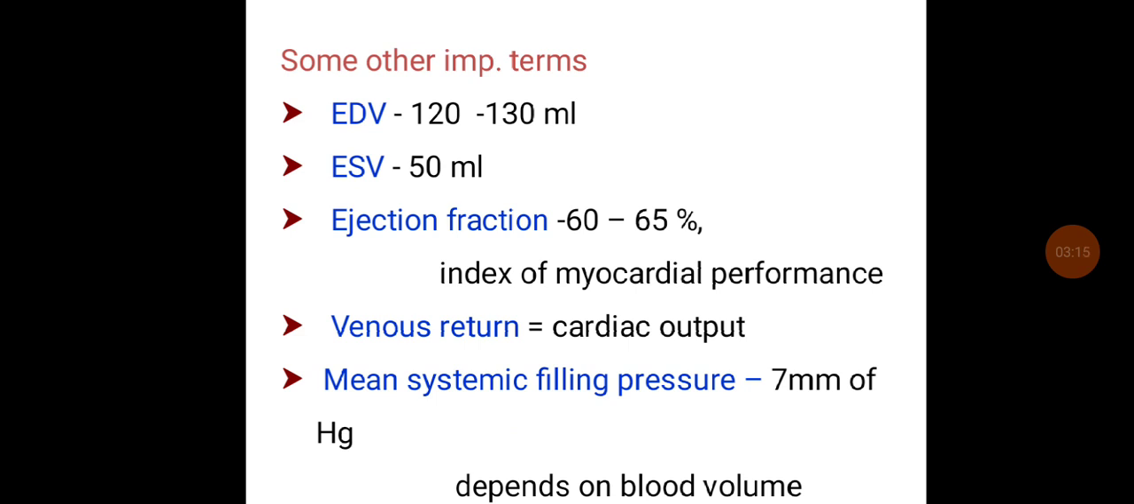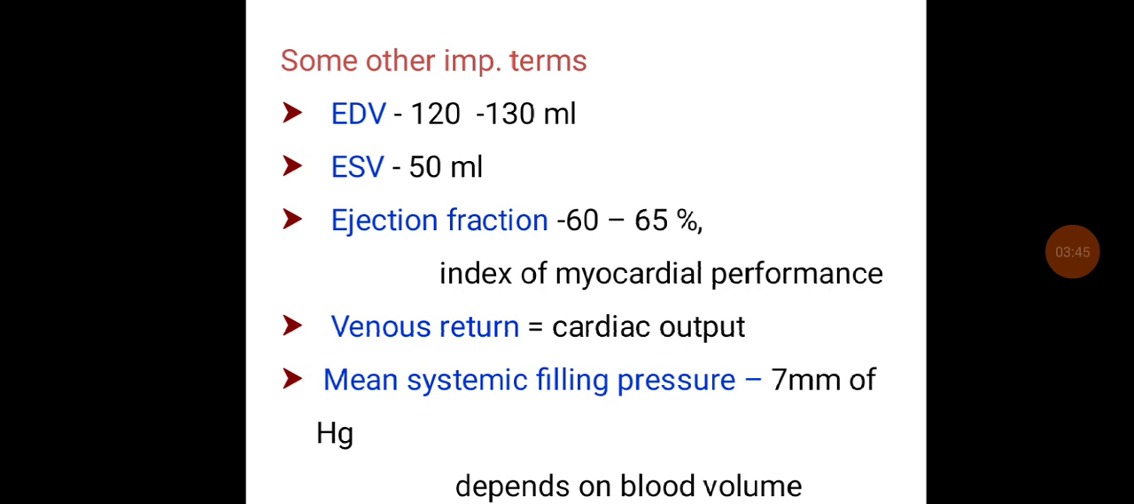Some of the important terms we should know: end diastolic volume is around 120 to 130 ml, whereas end systolic volume is the amount of blood remaining in the ventricle after ejection, which is around 50 ml. Ejection fraction is around 60 to 65%. It is the index of myocardial performance.